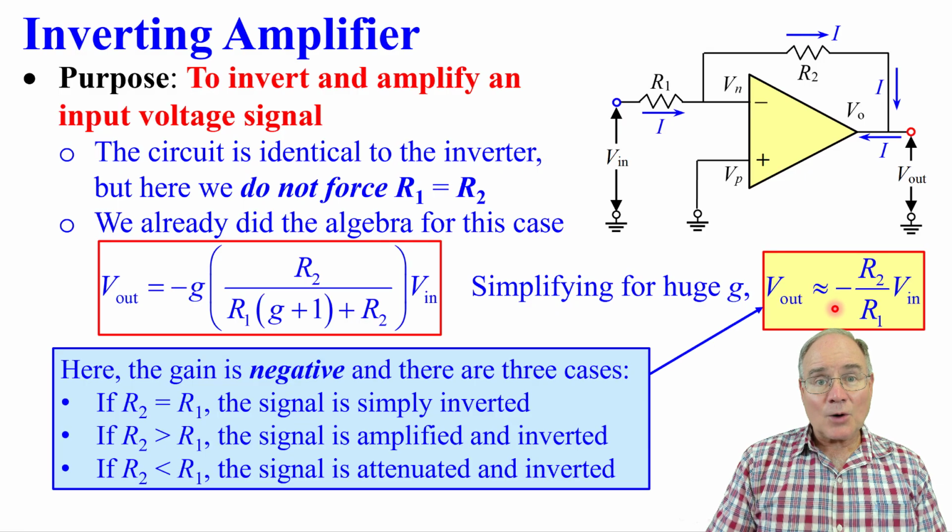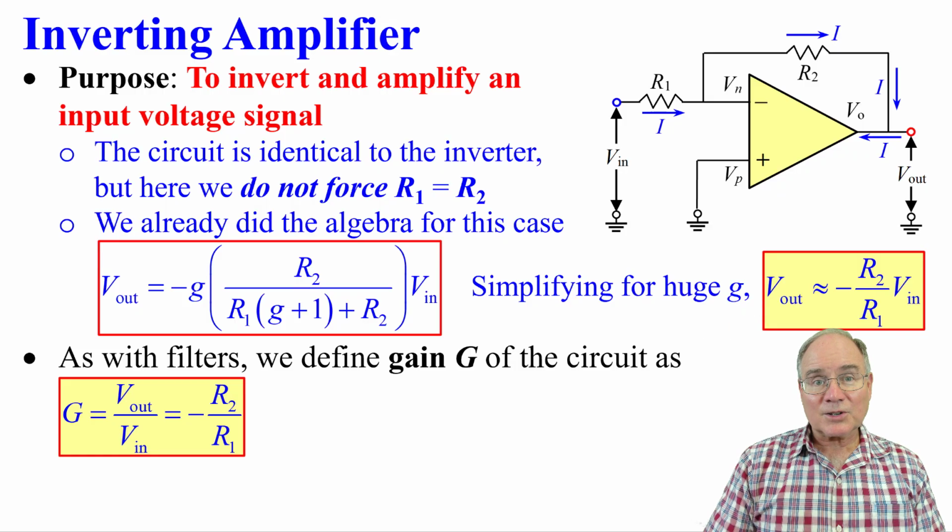Notice that the gain is always negative, and there are 3 cases. If R2 equals R1, we have our simple inverter back. If R2 is greater than R1, the signal is both amplified and inverted. And if R2 is less than R1, the signal is actually attenuated. For example, the peak-to-peak voltage of an input sine wave would be inverted and also decrease its amplitude.